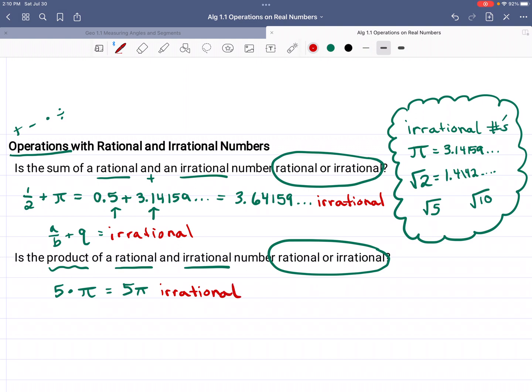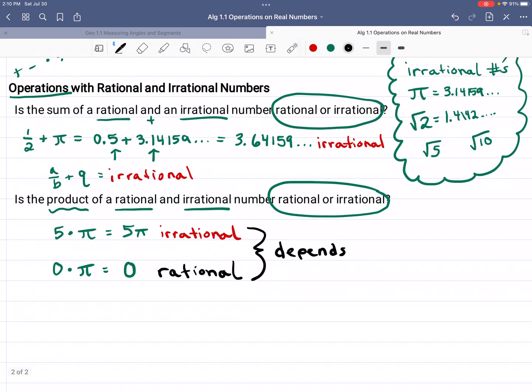But on our last page, we saw that 0 is rational. So what if we multiplied 0 times pi? What would we get? Well, anything times 0 is 0. And 0 is rational. So in this case, it depends. Okay, so the product of rational and irrational, you have to be careful. If you're multiplying by 0, it'll be 0.